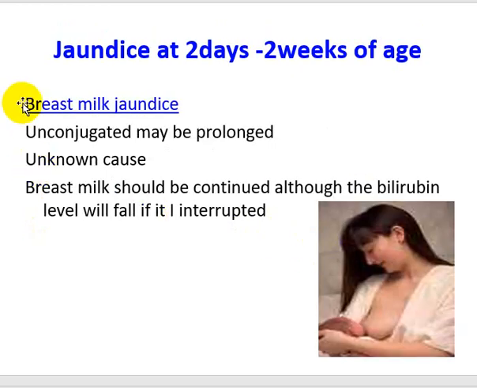There is another condition also related to breast milk called breast milk jaundice, not due to inadequate breast milk as in the previous slide, but a problem with conjugation. Breast milk is sometimes associated with a defect in the conjugation of the liver due to an unknown factor, but this is a benign condition, can resolve spontaneously, and we should encourage the mother to continue breast milk.